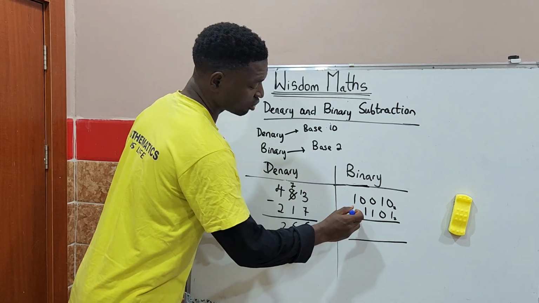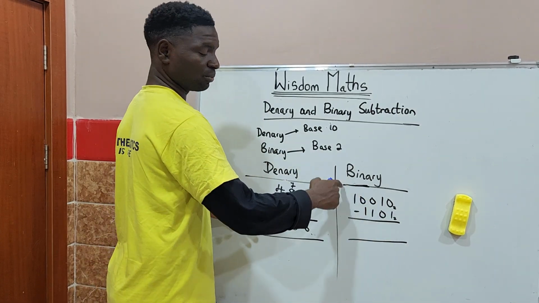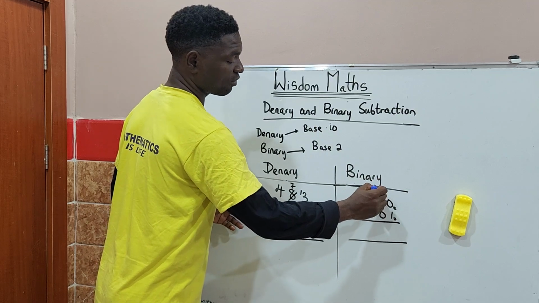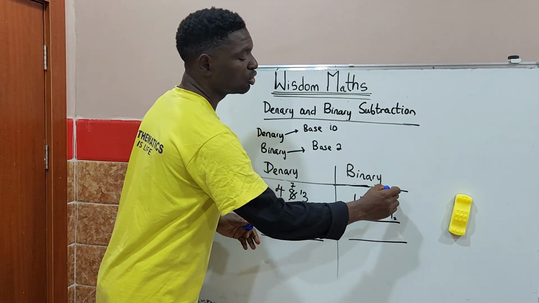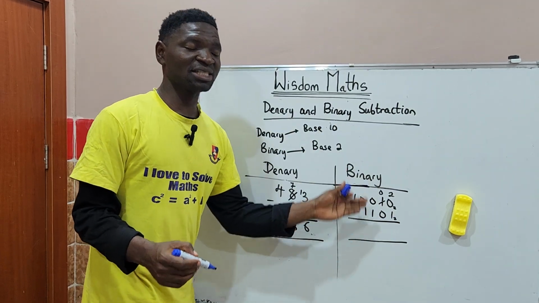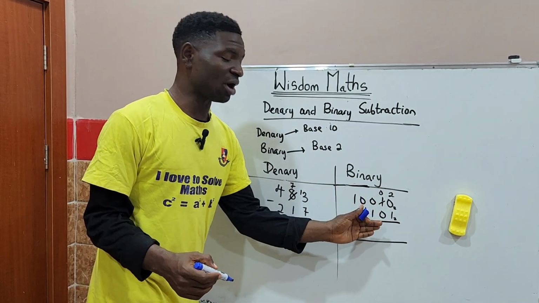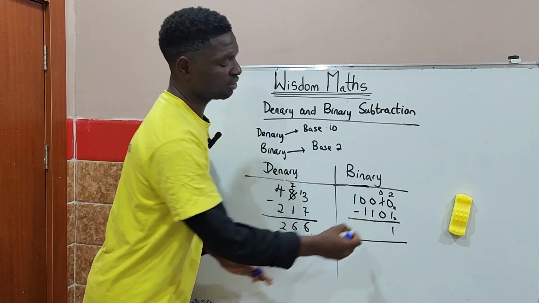So if I'm going to do subtraction of this binary, 0 minus 1, I have to borrow from here. If I borrow from here, here will be 0. So that 1 I borrow comes here and becomes what? 2, because this is in binary, which is base 2. So 2 minus 1 gives you what? 1. So 0 minus 0 gives you what?